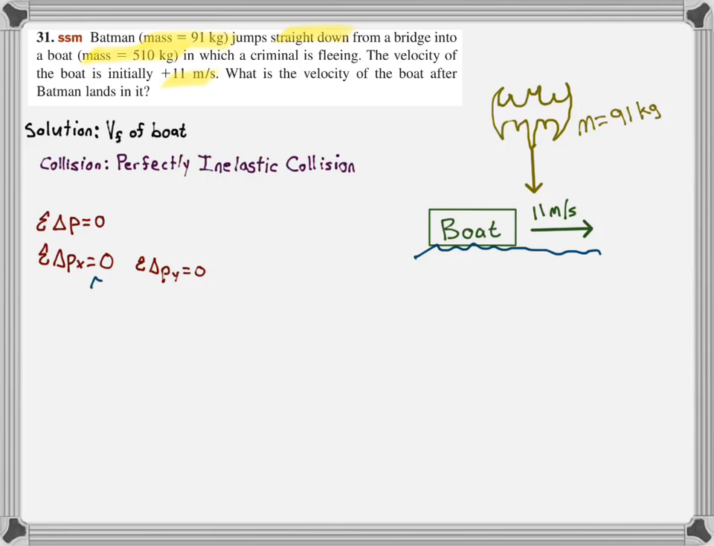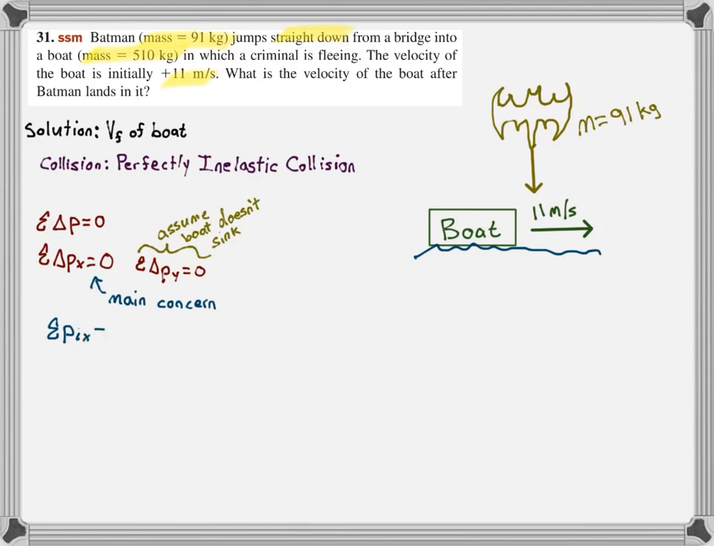And because momentum is a vector, we can treat the total change of momentum in the x direction and in the y direction separately. But the main thing we're going to be concerned with is the total change in momentum in the x. The change in momentum in the y is really weird, because when Batman lands on the boat, technically the boat should start moving downwards, but because the water's there to balance it out, the boat's not going to sink. So if we assume that the boat doesn't sink, we can ignore what is happening with the total change in momentum in the y.